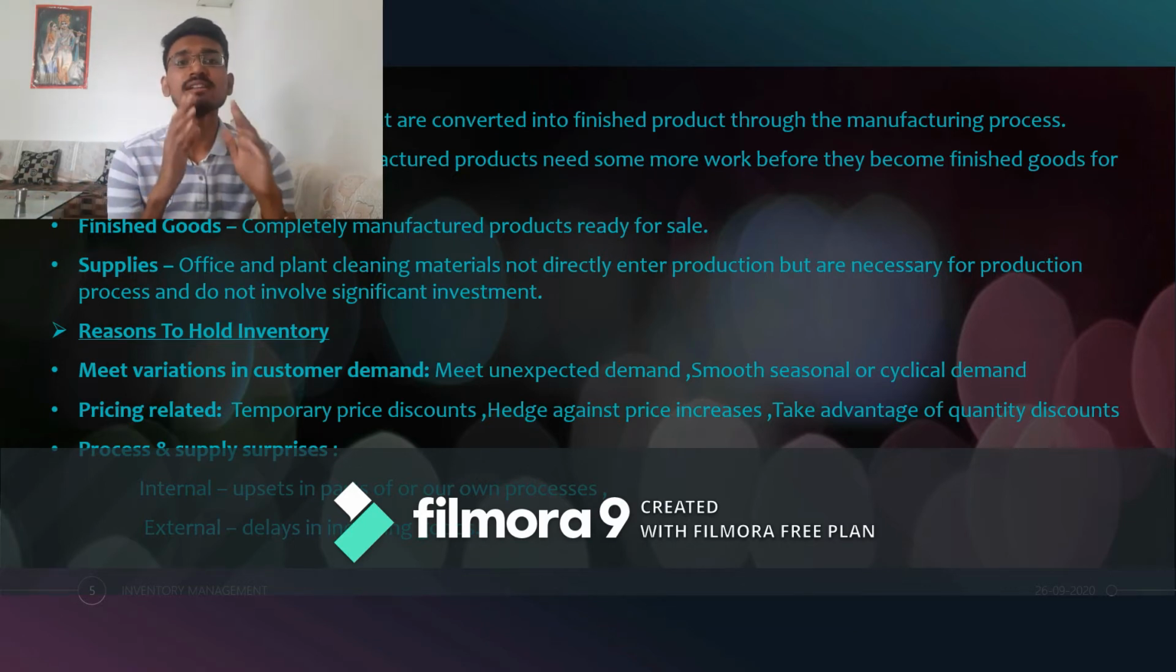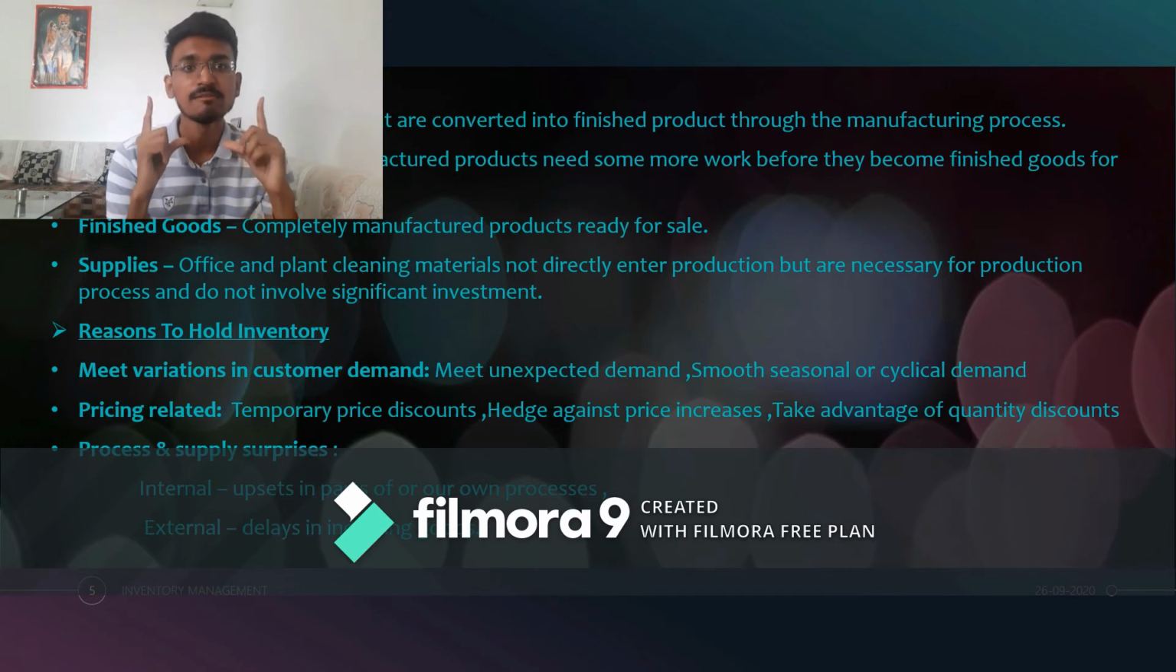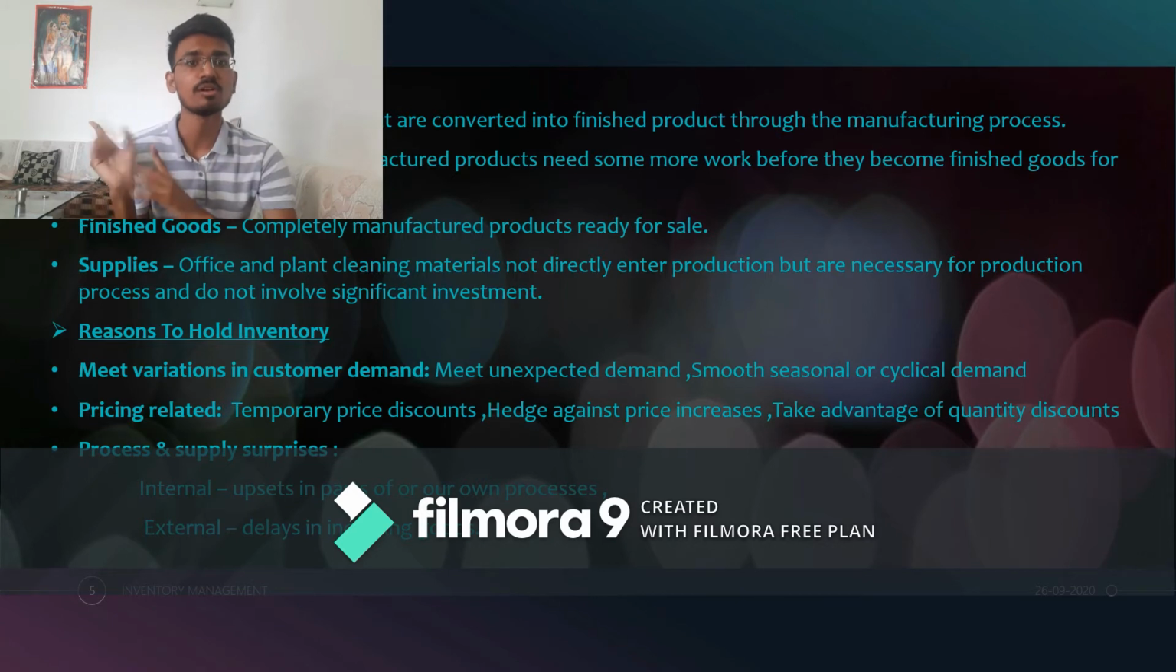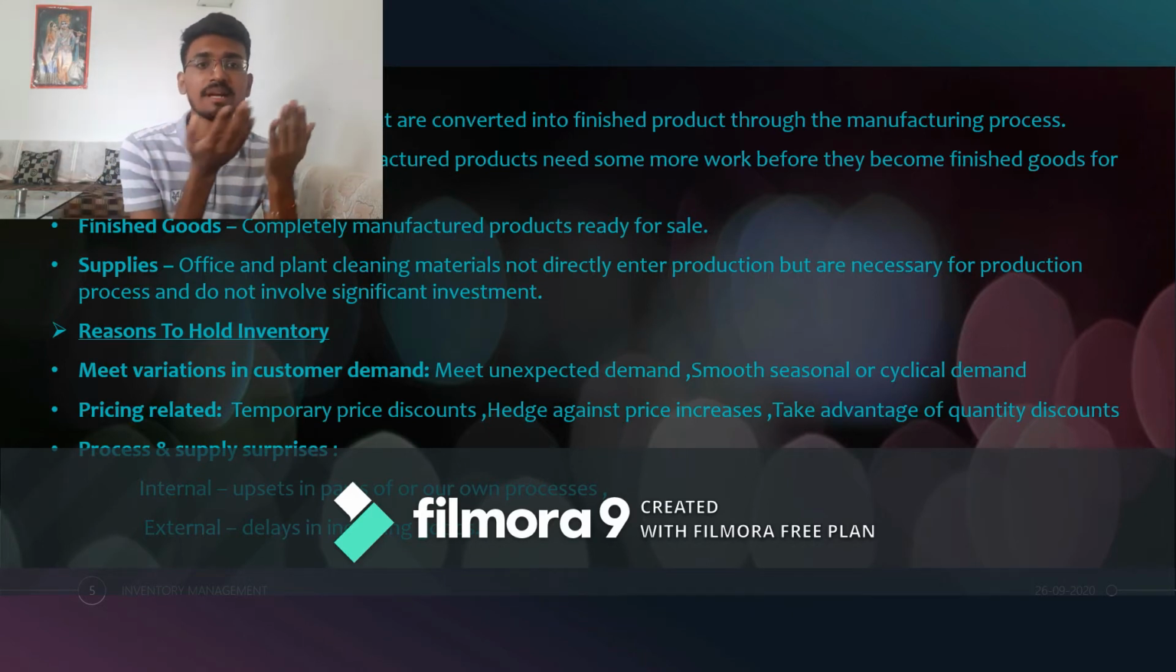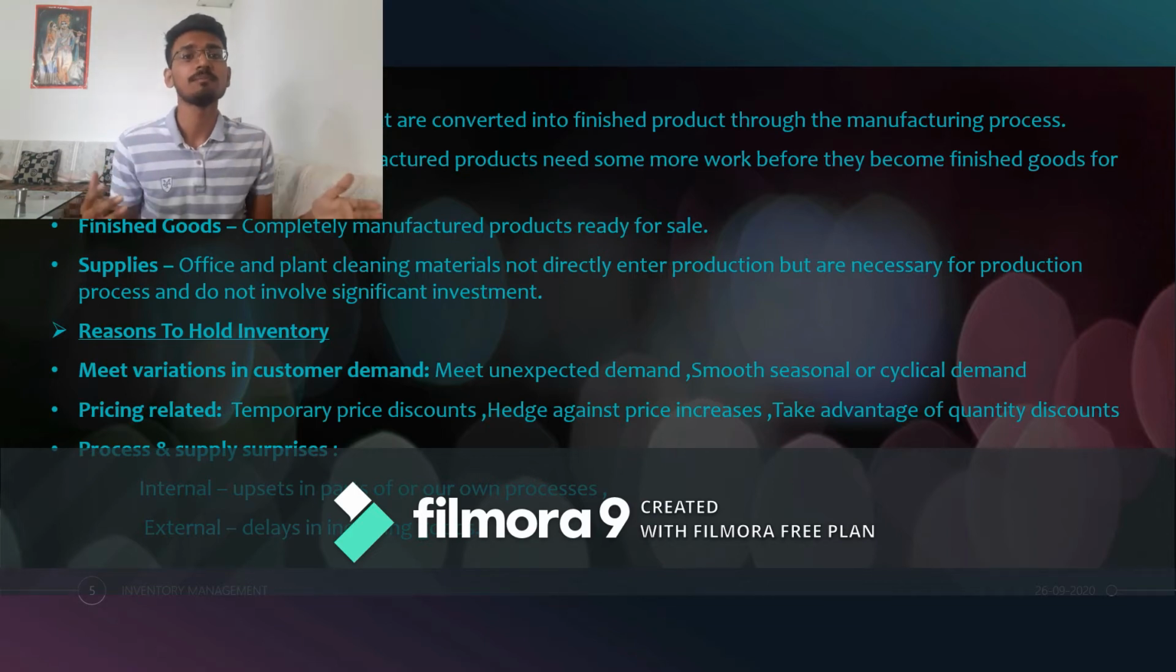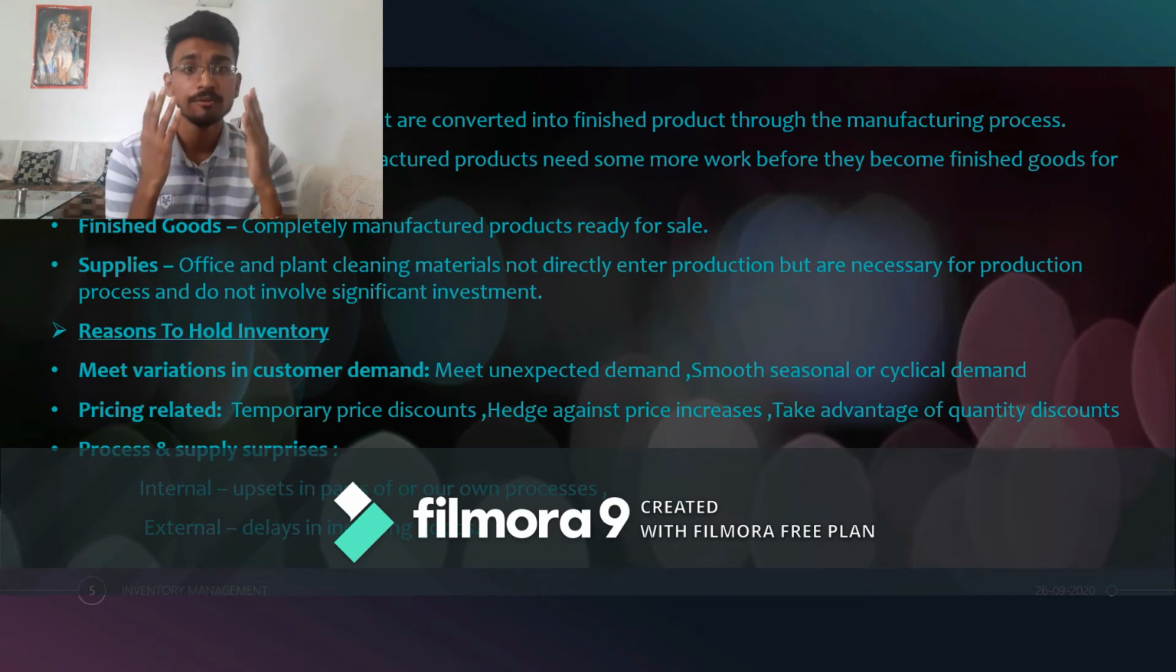Next is, what are the reasons to hold inventory? There are so many reasons, but we will discuss the main reasons. First is customer demand. We will never know when the customer will demand the product, so we have to keep sufficient stock so that the demand will be fulfilled. Second is pricing related, right? There are so many discounts on raw materials, or when the price is low for raw materials, we will purchase that inventory so that we will get the profit at the end of the day.